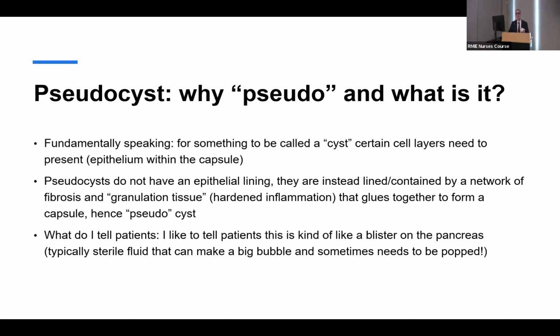So what do I try to tell patients this is? Patients are like, you're telling me I have a cyst, but you're saying it's a pseudo? Is this some type of pseudoscience? What's going on here? I liken it to something common. I tell them they have a blister on their pancreas, and they get it then. They're like, oh, okay, so you have this big puffy thing that formed after a burn. So I tell them you just got this big bubbly blister on your pancreas, and sometimes it needs to be popped, and that's what we're going to talk about next, okay?